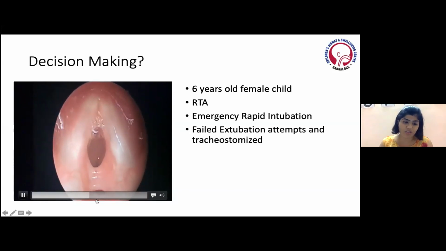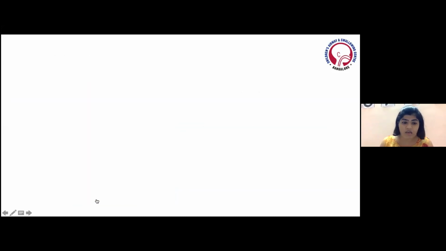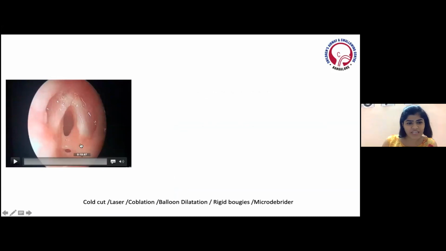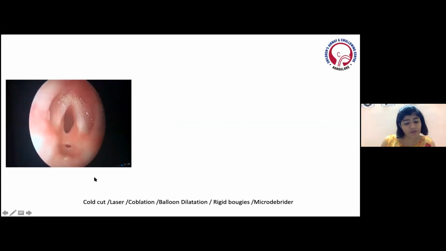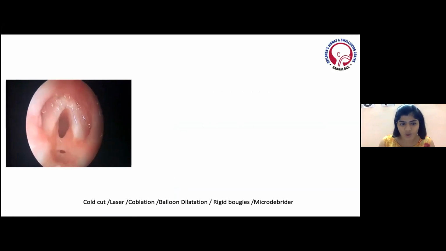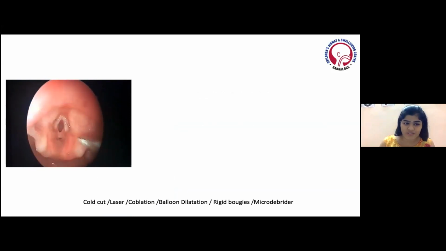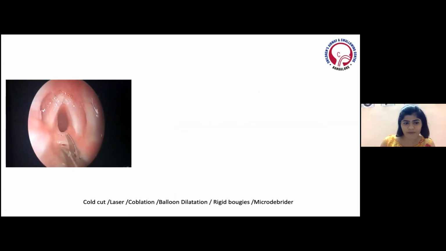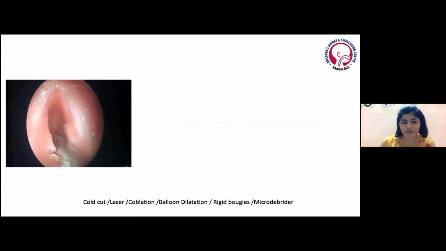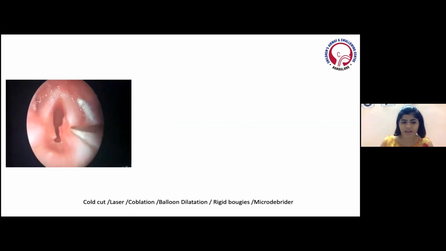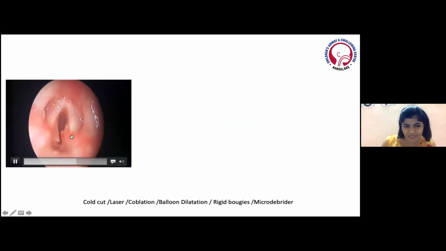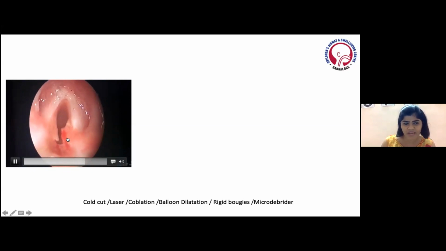So what tool would you choose for such kind of cases? We have everything. As I told you, we kept ready cold cut, laser, coblation, balloons, rigid bougies, and the micro debrider. So let's take one by one. Initially, for this presentation, we could have used laser also, but we went with a cold cut instrument. We used the laryngeal scissors and cut this band. And as you can see, it just took a few seconds to manage this problem. But lastly, you can see there are some thick bands laterally, excessive tissue remains. We said, okay, we'll deal with this later.